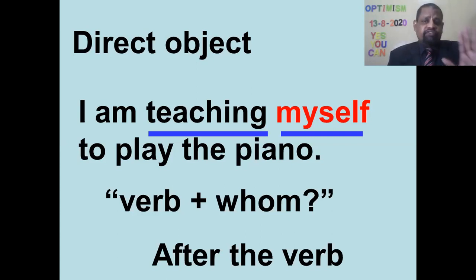This is the reflexive pronoun. If you remove myself from the sentence, you will not be able to understand the meaning. Try to read the sentence without myself. I am teaching to play the piano. Teaching whom? We need a reflexive pronoun. I'm teaching myself. That's good. As you see here, myself is directly after the verb.